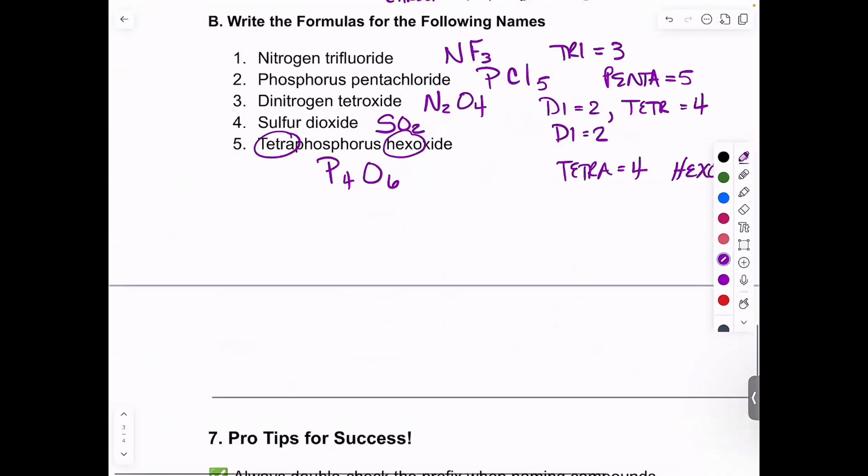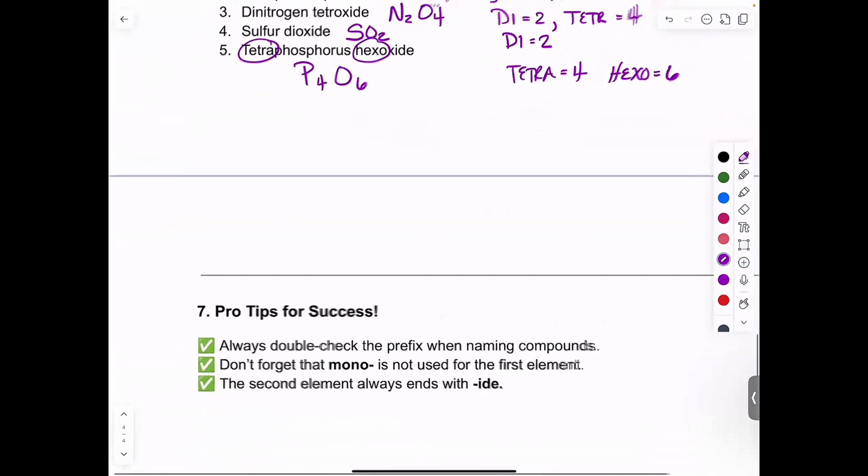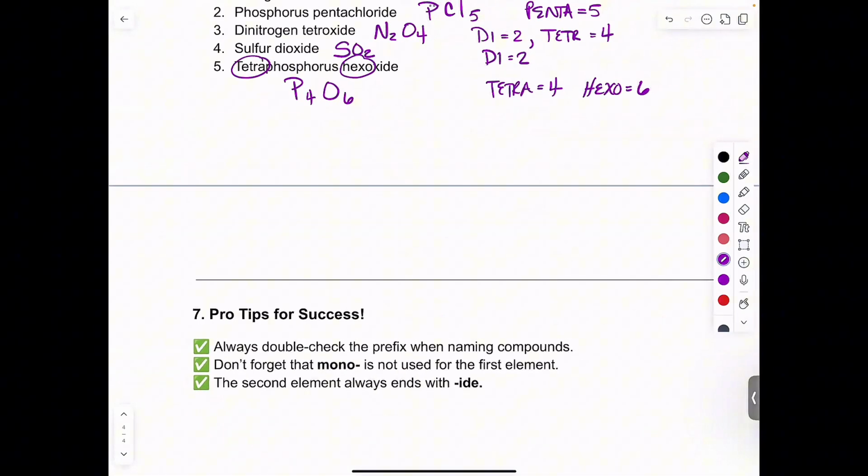And that is it. Tips for success. We'll just review this real quick. Double check the prefix, right? Just make sure you have the right prefix attached. They're all very different. So just knowing your prefixes. And don't forget to drop mono on the first element. You don't need to put it on there. And then the second element always ends with "ide."